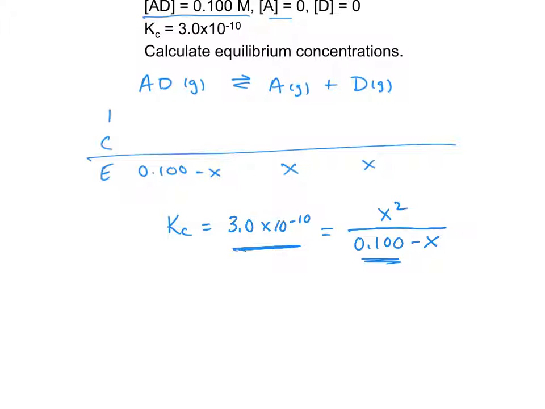So the formula looks just like this. This is why this example was chosen. The K values will be small, just like this. Not always as small as this, but it'll be small, less than one. And you're going to end up with X squared over some number minus X. What I'm going to tell you is that you can assume the X is negligible.